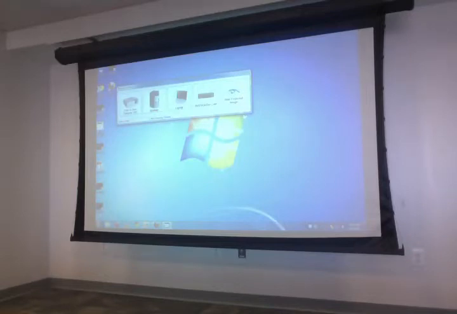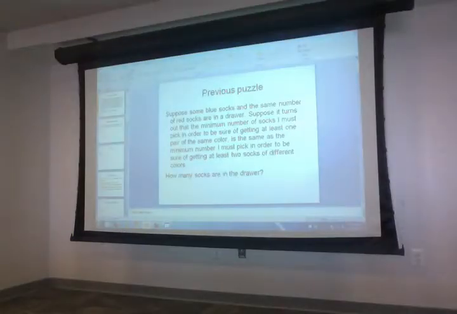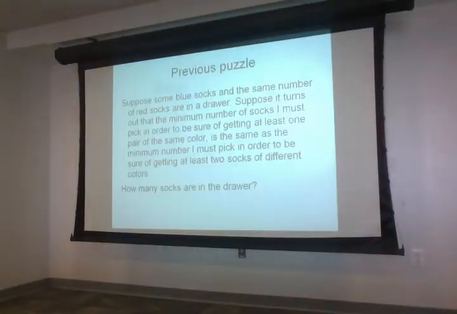Let's see. First of all, let's discuss our puzzle of the day. So our previous puzzle was the more socks and drawers. So if you have taken some time to think about it, what do you think is the solution to this problem?